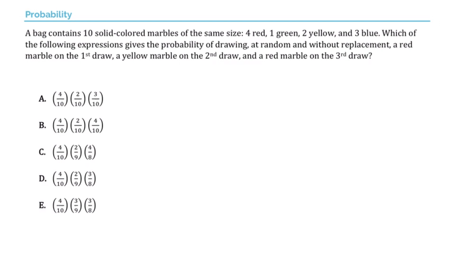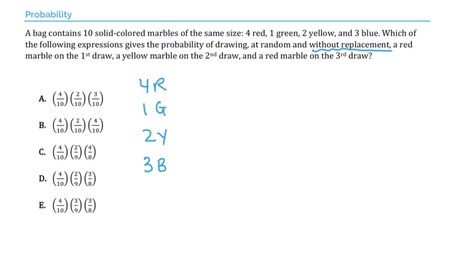All right, let's do our next question on probability. A bag contains 10 solid colored marbles of the same size. Okay, so we have 4 red, 1 green, 2 yellow, and 3 blue. Which of the following expressions gives the probability of drawing at random and without replacement? That means if I stick my hand in the bag and pull a marble out, I don't put the marble back before I do my second draw. After I do my second draw, I do not put the marble back before I do my third draw.